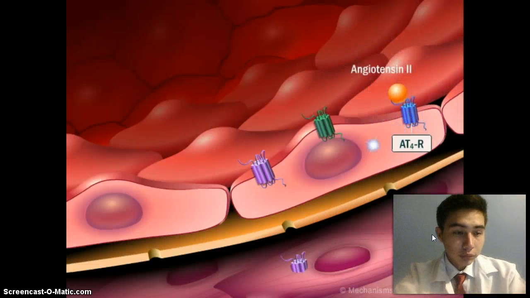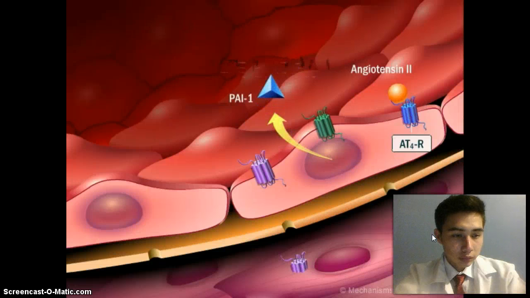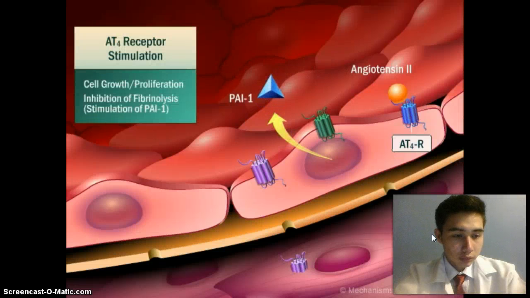Its stimulation may increase synthesis of the natural inhibitor of TPA called PAI-1, thereby reducing effective fibrinolysis. Stimulation of AT4 receptor appears also to promote cell growth and proliferation.